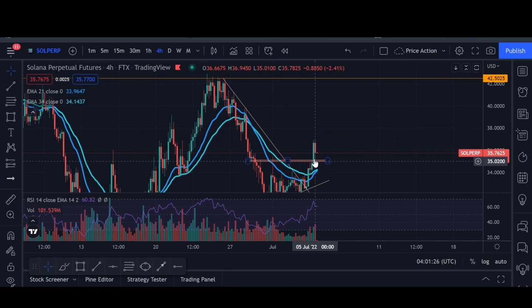If Bitcoin goes back up and hits about the 21k region, I will look for shorts again at this local resistance where I shorted previously at about $39.